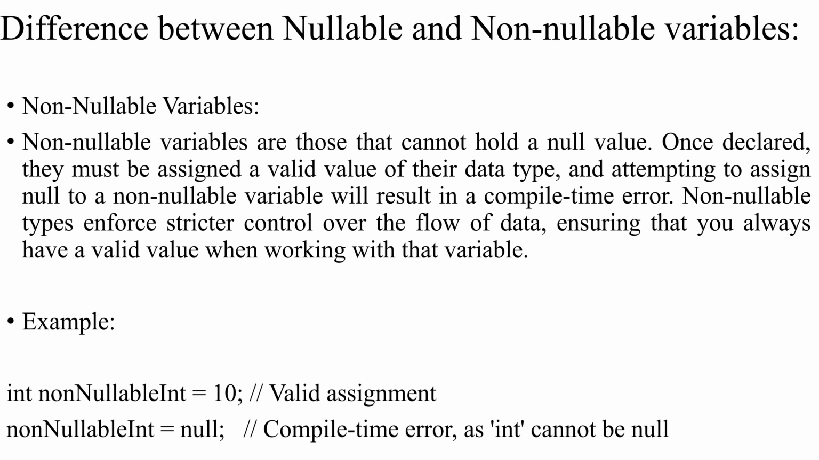The difference between nullable and non-nullable variables: non-nullable variables cannot hold a null value. Once declared, they must be assigned a valid value of their data type, and attempting to assign null to a non-null variable will result in a compile time error. Non-nullable types enforce stricter control over the flow of data, ensuring that you always have a valid value when working with those variables. Example: Int nonNullableInt is equal to 10, valid assignment. nonNullableInt is equal to null, compile time error as Int cannot be null.